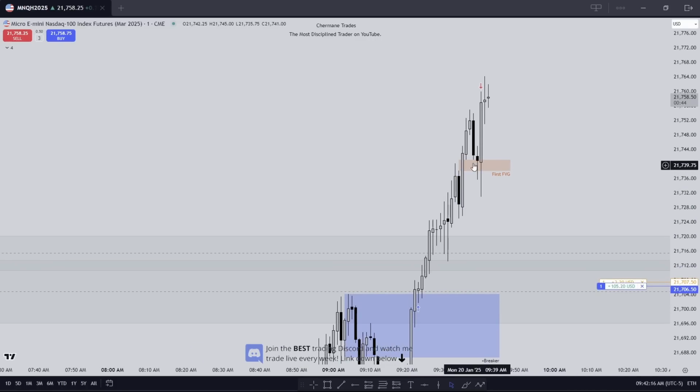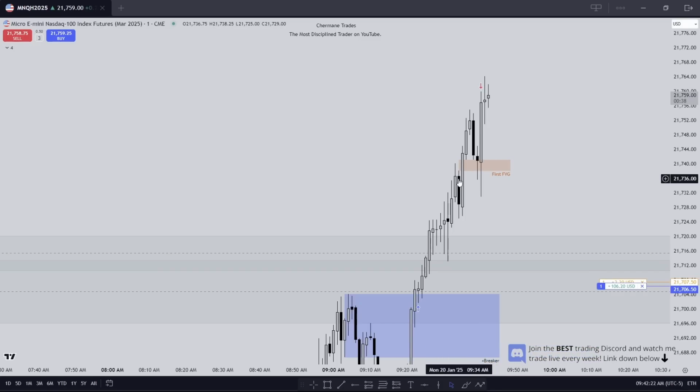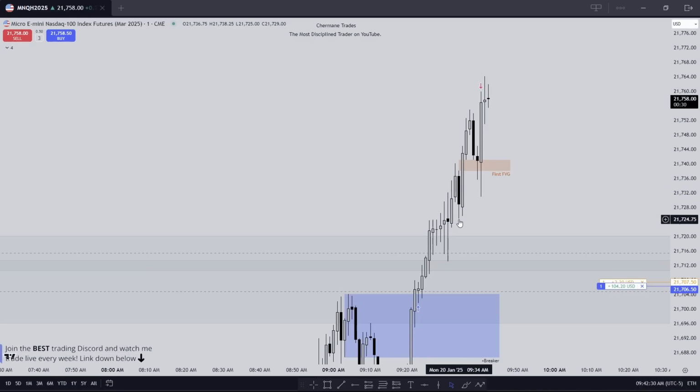The wicks do the damage, that's fine, but do we close past midpoint of that first presented fair value gap? Nope. Order block. Okay, I said we should not lose that order block. I want to see us stay above it. Do we stay above it? Absolutely. Do we take out the order block's low? Nope. Smashes that limit order.